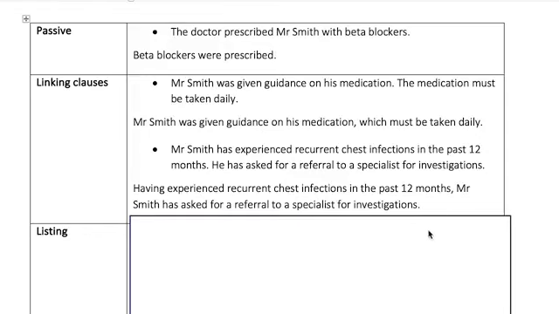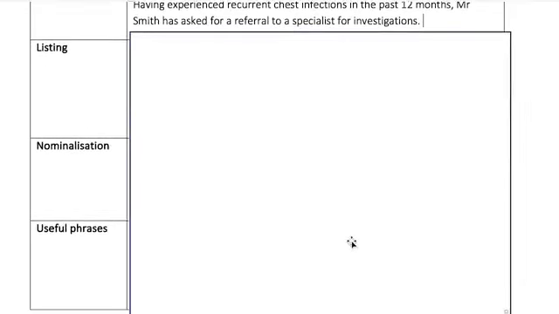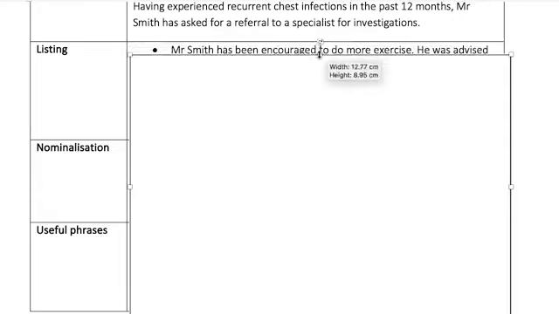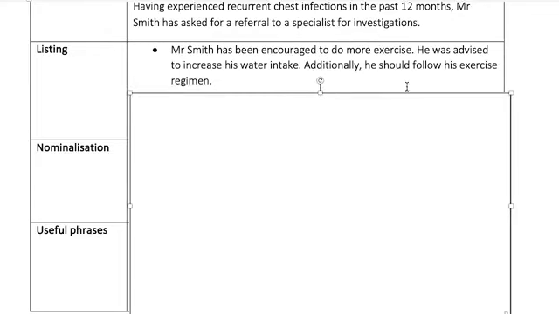All right, now let's go and look at listing. Okay, listing. Look at this for an example. Mr. Smith has been encouraged to do more exercise. He was advised to increase his water intake. Additionally, he should follow his exercise regimen. All right, again, there's no problem with it. It's grammatically correct. It's nicely written. It's very clear. But it's not concise, is it?